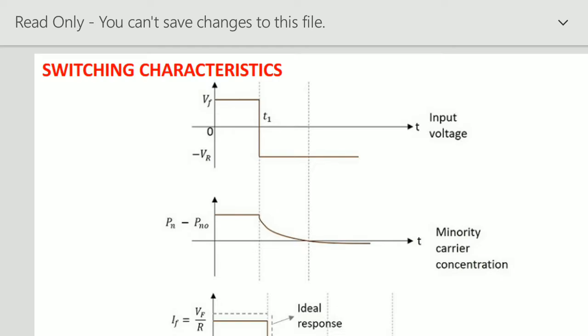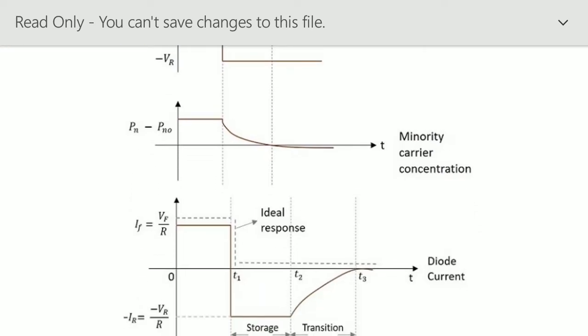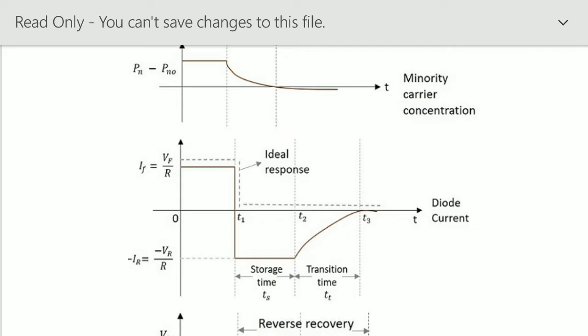Refer to the second diagram: from forward to reverse direction of the input voltage, the minority carriers reach almost the minimum value. Now what happens to the current? The current won't come to the desired value immediately. It will take some time. Due to the minority concentration, it will go to minus VR by R. Refer to the third diagram: it goes to the reverse current and remains there for some time. From T1 to T2 the current value becomes constant. That time is nothing but the storage time.